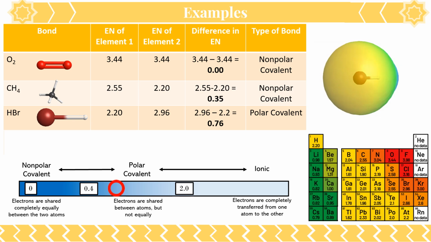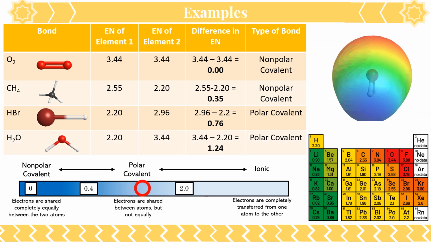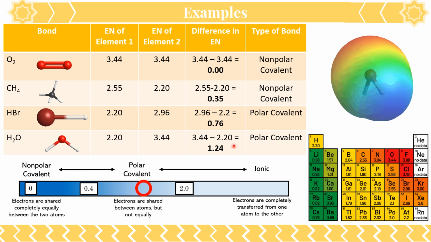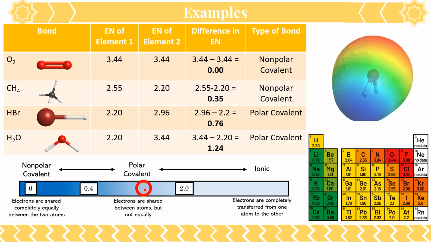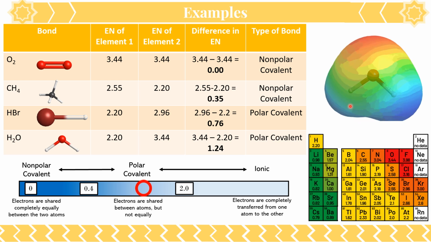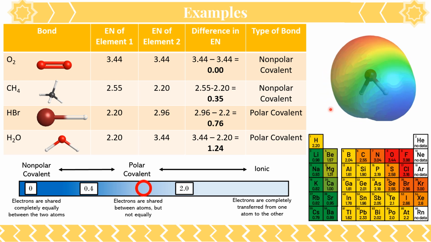Now, as we increase that difference even more, we look at a molecule like water, H2O. Hydrogen has an electronegativity of 2.2, and oxygen has an electronegativity of 3.44. So oxygen is much stronger. The electronegativity difference is 1.24 when we subtract these two. So we're still solidly in the polar covalent range, but now we're even more polar. You can see there is a much higher negative charge. It's like fully red up here, compared to these hydrogens, which have this pretty strong blue positive charge to them.